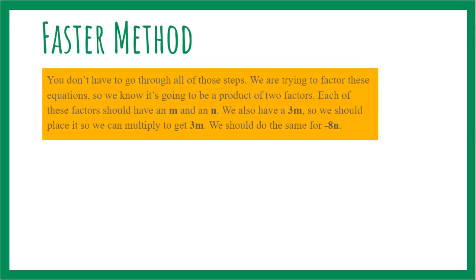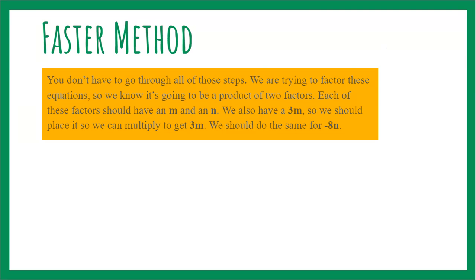A slightly faster method is that, instead of going through all those steps, you could remember that the left side is going to be factored as a product of two factors. So each of these factors are going to have an m and an n.